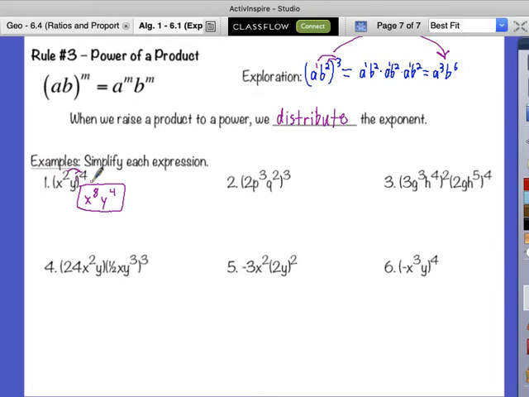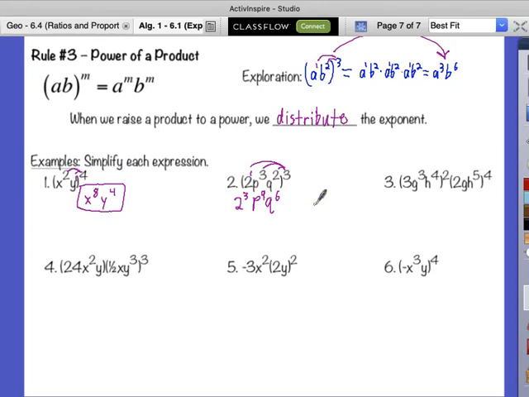So on here, 2p to the third, q to the second, all being raised to the third. What do we do with this exponent of 3? 3 times 3 is 9, so p to the 9th. And then you go 3 times 2, which is 6. And then you add a 1 to that 2, and then you go, it's 3, so it ends up being 2 to the third. That's our answer.